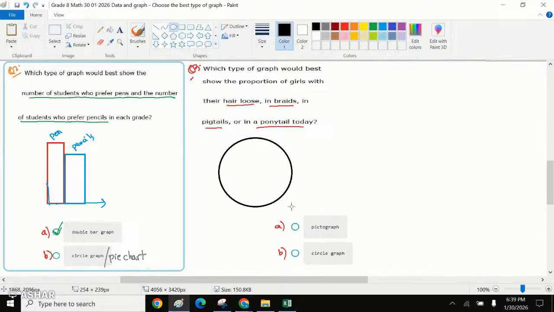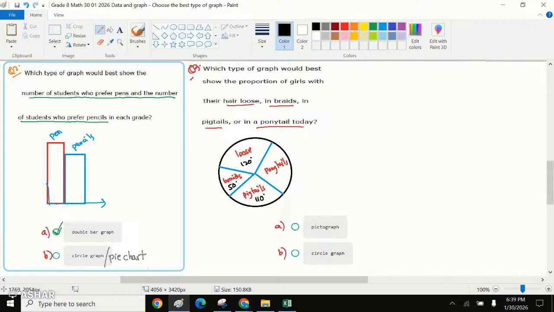And how can a circle graph be used? I'll just give you an example. Let's suppose these were the four different angles. So we can say loose was represented by this angle, braids, pigtails, and ponytails. But we also need to remember that the sum of these angles matters. If this was 120, this was 50, this was 110.